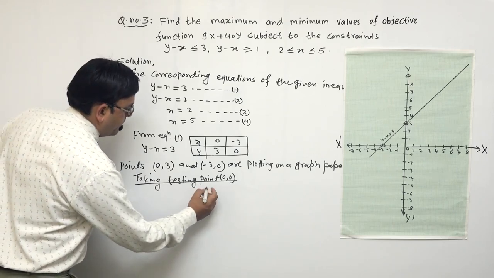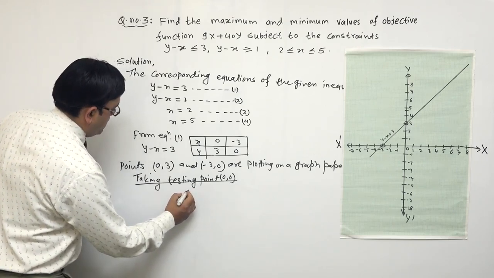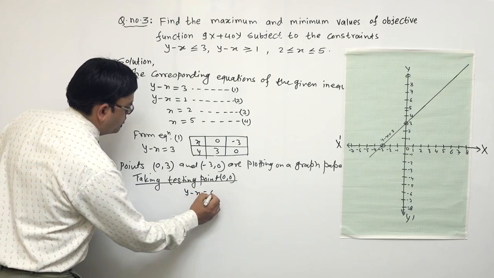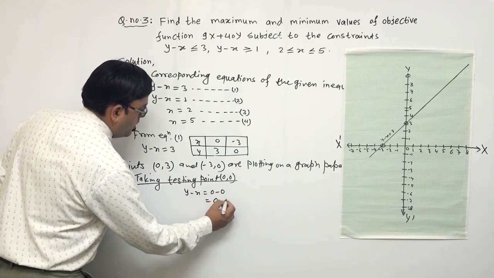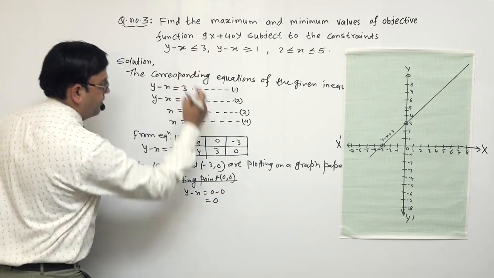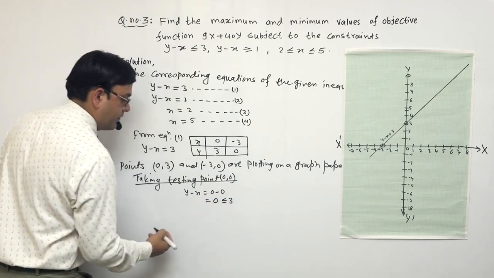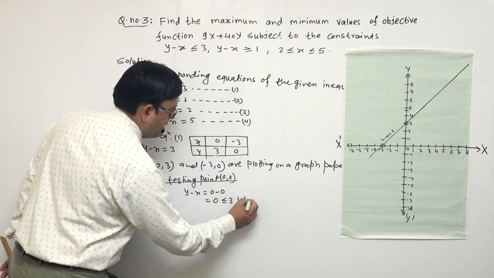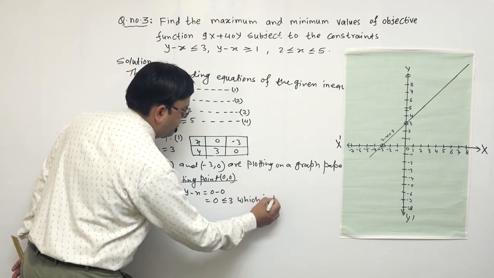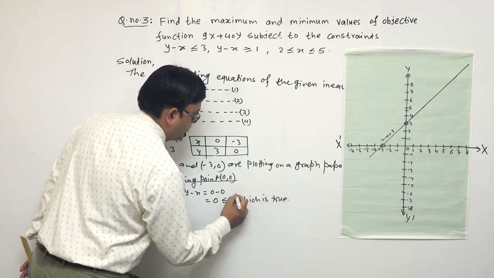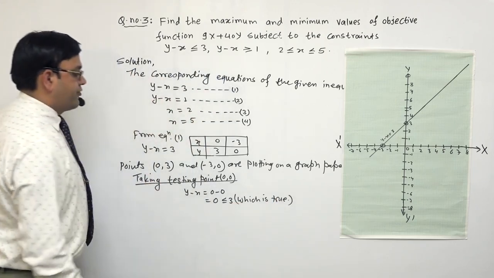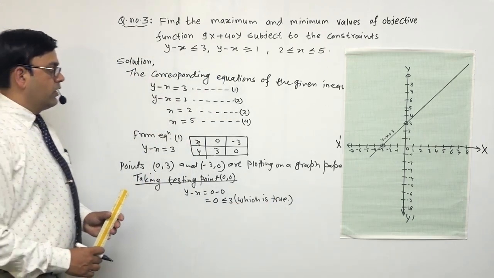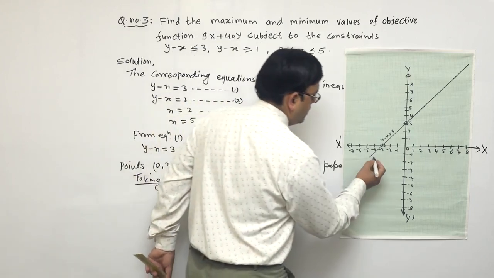So we have y minus x is equal to 0 minus 0 is equal to 0, and then our inequality is less than or equal to 3, and 0 is smaller than 3, which is true. So if this one is true, it represents towards the origin.